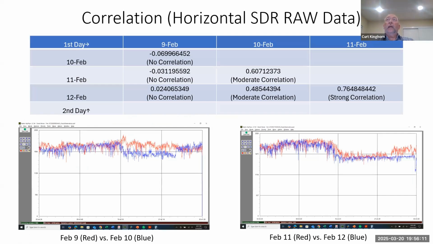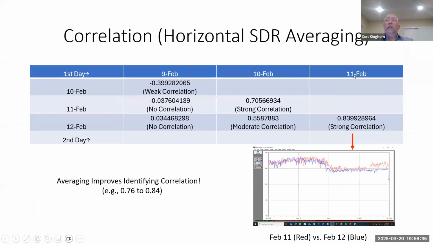Here's my correlation data for the horizontal when it was the super high. Look at these correlation values. Remember, 0 is no correlation, and here's essentially 0. And by the way, you can have negative correlation, meaning as one signal goes up, the other goes down. But look at all these. They're almost no correlation whatsoever.